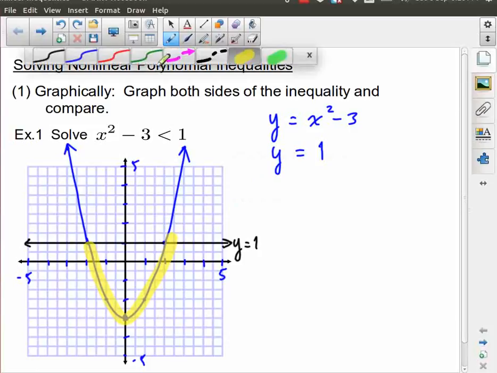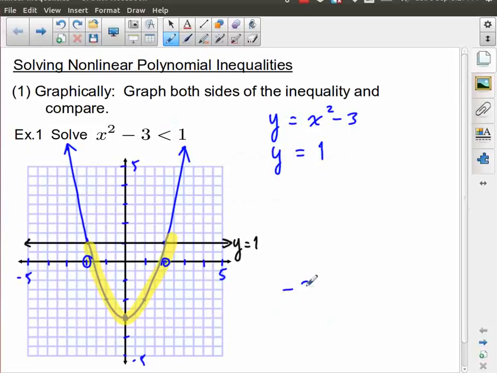And where does that occur? What x values? Well, if I come down, I end up at this x value all the way over to this x value, and I've drawn open circles because it doesn't include those values, because we're looking at less than, not less than or equal to. So I end up with, this is negative 2.